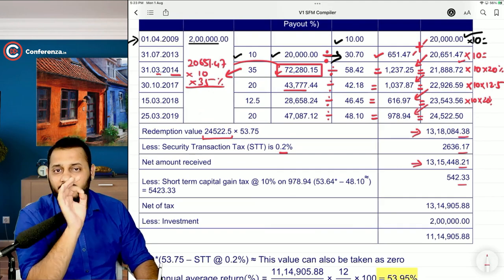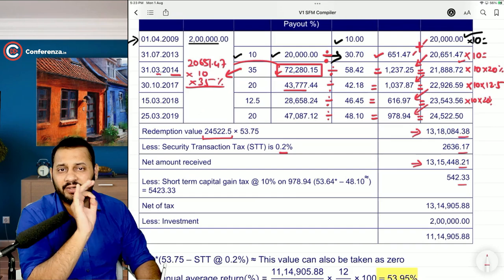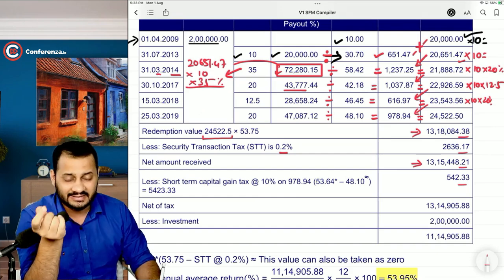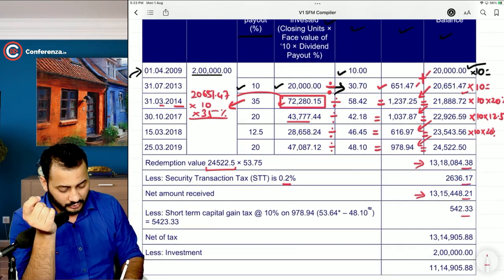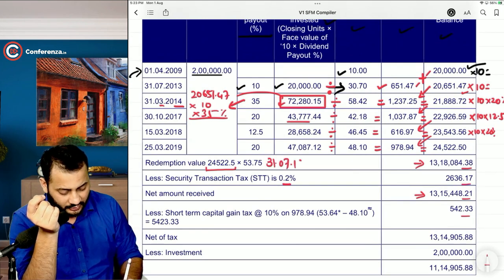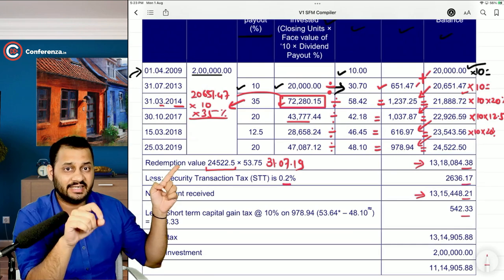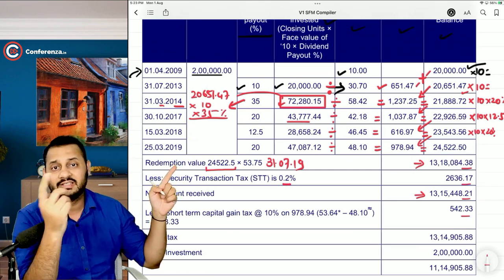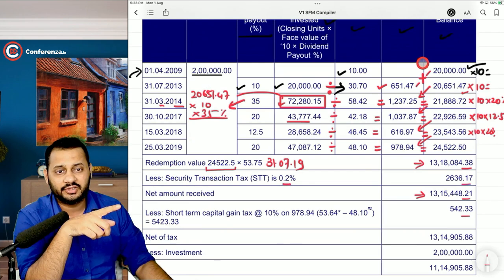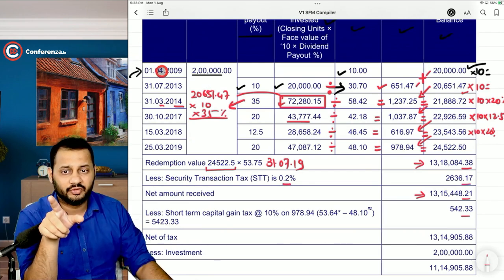Now comes the short-term capital gain tax. Do you have to pay any kind of short-term capital gain tax? Yes, sir. See, you sold all the units on 31st July 2019. So the selling date for all the units is the same, but the buying date for all the units is different. See, this 20,000 units you purchased on 1/4/2009.